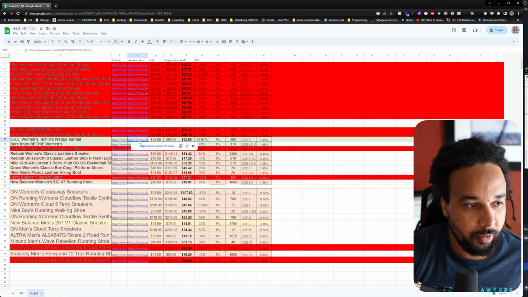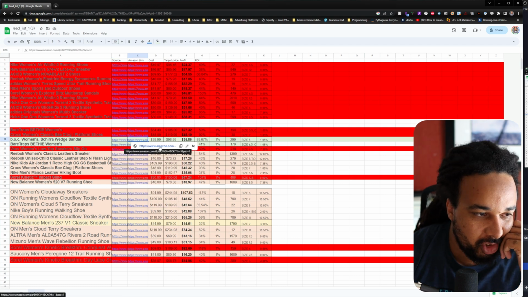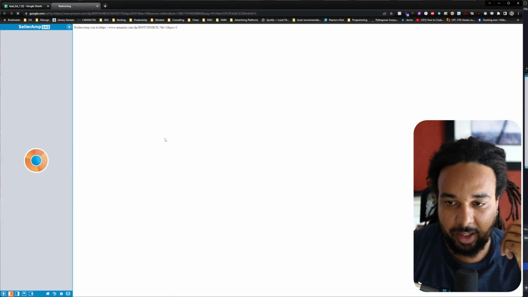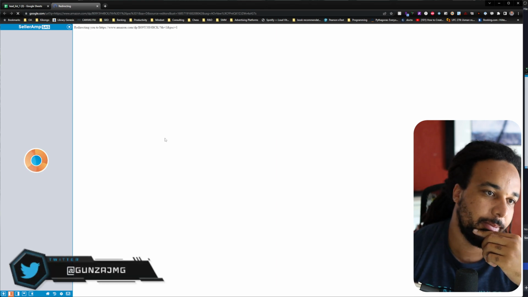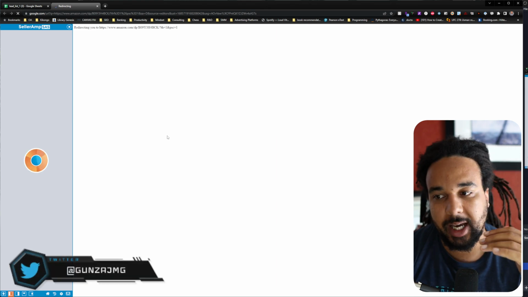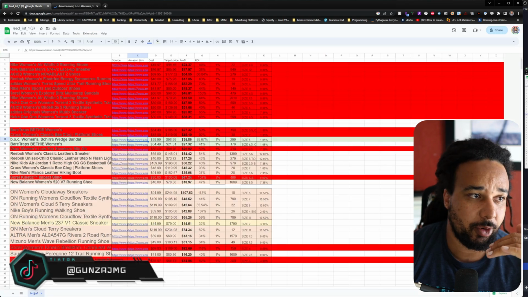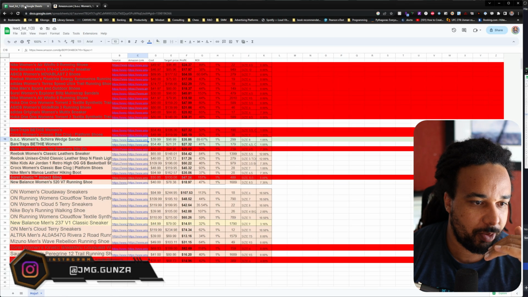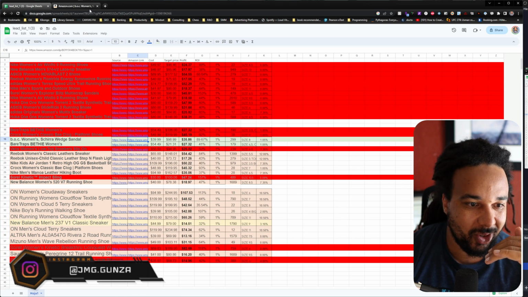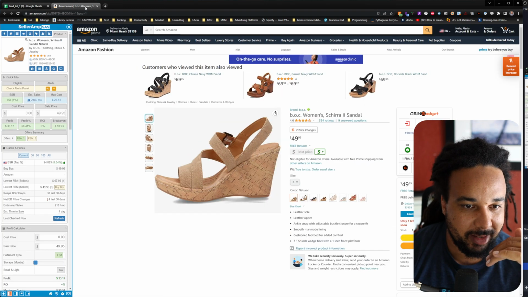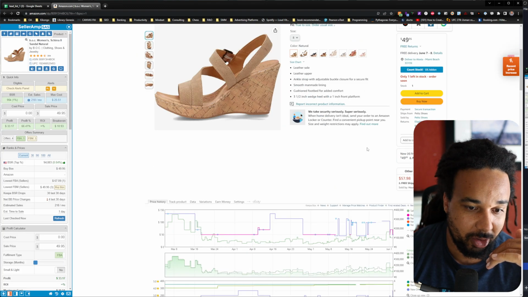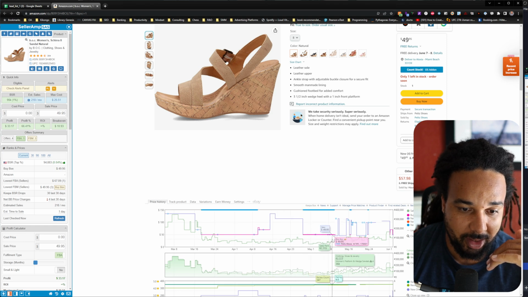Next, BOC Women Shira Wedge sandals. I've never had good luck with sandals, to be honest. So I'm a little bit traumatized, because most of the ones that I bought tanked. Okay, so 49. It was supposed to sell at 98. So it's the same thing. Let's make sure we have the right size. Size 8. Okay, so yeah, it's not selling at this price.